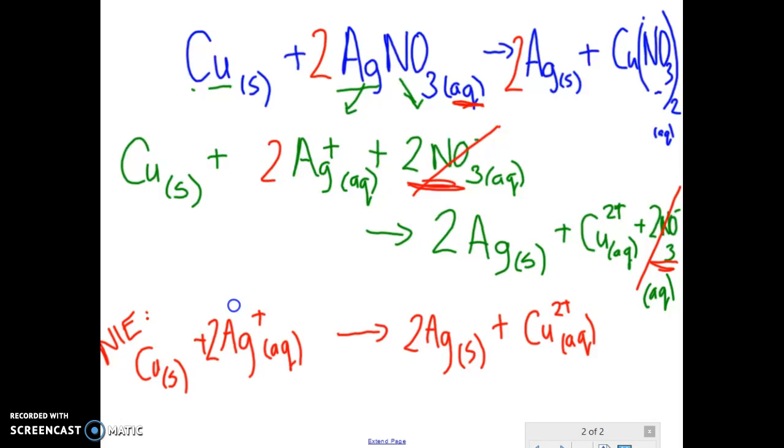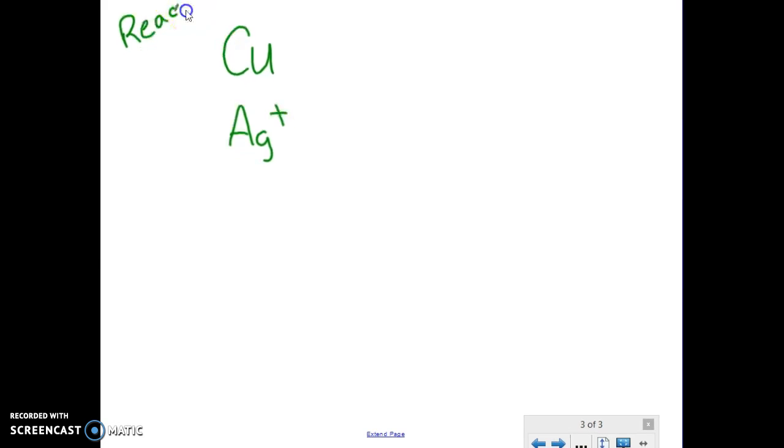In the next step, you have a table where you list the reactants, which are Cu and Ag positive, and on the bottom, you have the products, Cu2 positive, and Ag.